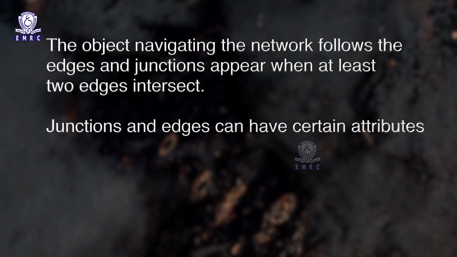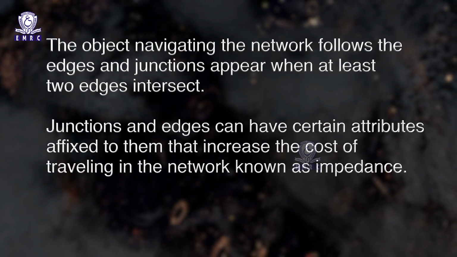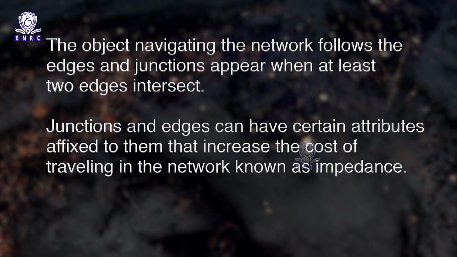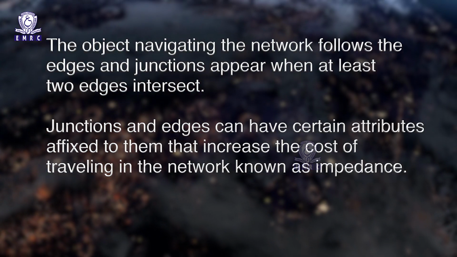Junctions and edges can have certain attributes affixed to them that increase the cost of travelling in the network, known as impedance. For example, a road network can have speed limits attached to the edges, and a junction can prevent left turns. Networks are either directed, where only one direction of travel is allowed within the network, or undirected, in which any direction of travel is allowed.